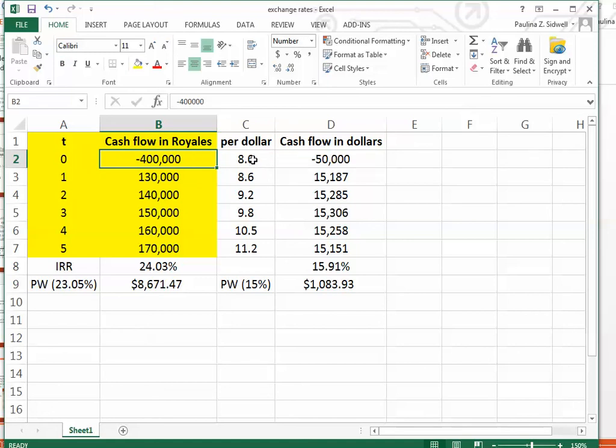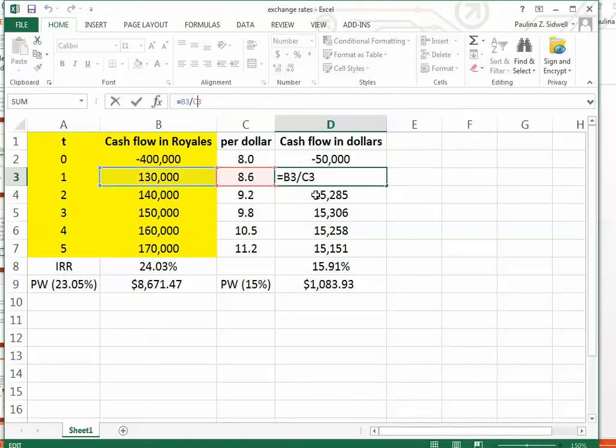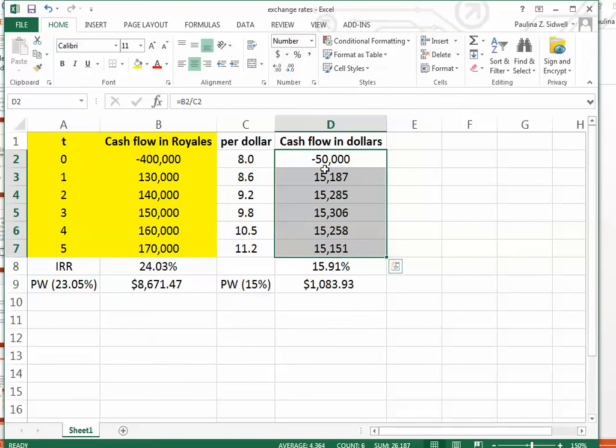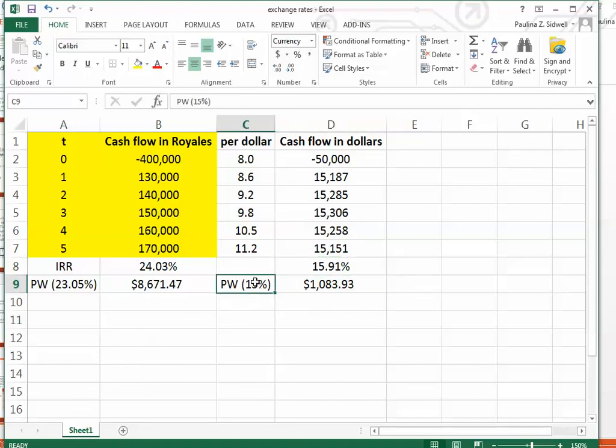But it's important not to use 8 for all of my calculations. This number needs to change every year. So I calculated this by dividing this number by that number for every cell, so that my cash flow in dollars changed and ended up being an internal rate of return of 15.91% in dollars. Remember that it said in dollars it needed a rate of return higher than 15, so it is. It's barely higher, but it is. And this is my present worth. So again, all of this confirms that this is a good investment, barely good enough to qualify, but it is. Okay, excellent. We'll stop here.